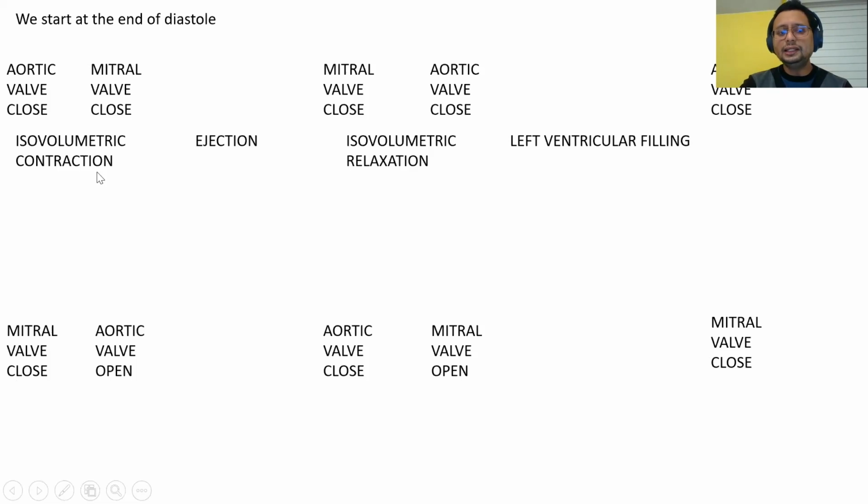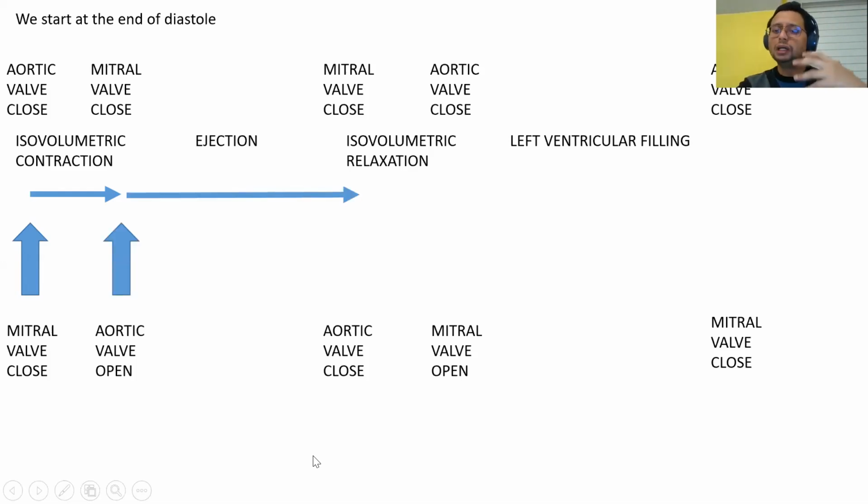At early systole, you have something called isovolumetric contraction. So what is isovolumetric contraction? The right ventricular pressure goes up, but the pulmonary valve and tricuspid valve are closed. So the pressure goes up, but the volume stays the same. That is isovolumetric contraction. Now, as the right ventricular pressure goes up and becomes higher than the pulmonary artery pressure, the pulmonary valve will open, but the tricuspid valve will stay closed. So blood will be ejected from the right ventricle into the pulmonary artery.